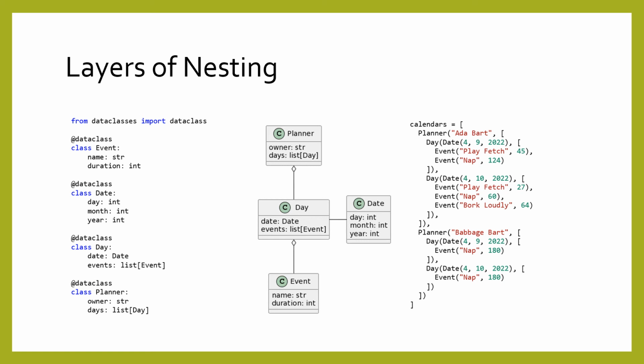As previously mentioned, there are no limits to how much nesting can happen. Here we see a planner data class that has a list of day data classes inside. That day data class has not only a date data class in one of its fields, but it also has a list of event data class instances. On the right-hand side, we have a list of planner instances making a very large example data structure.